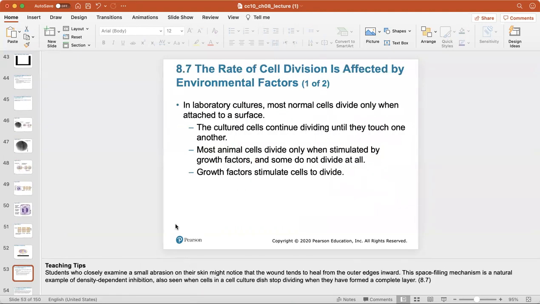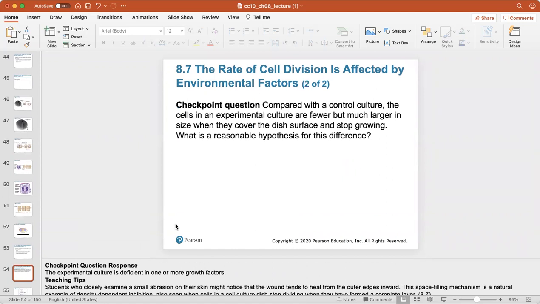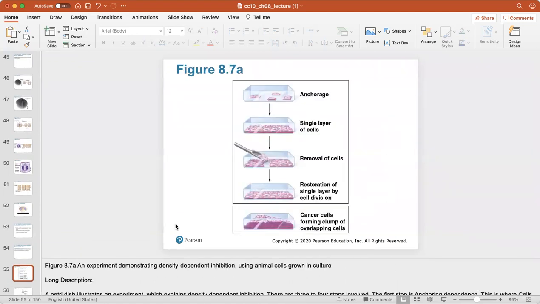In laboratory cultures, most normal cells divide only when they're attached to a surface. So the cultured cells will continue dividing until they touch one another. Most animal cells divide only when stimulated by growth factors, and some do not divide at all. The growth factors will stimulate the cells to divide. I skip over some of those checkpoint questions as they're not always relevant. You can go back and look through them if you would want to.